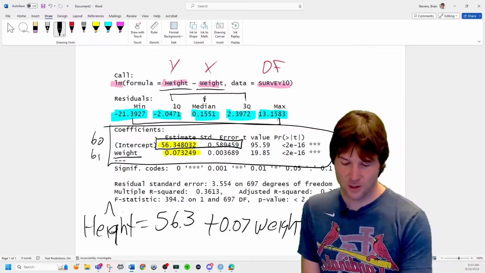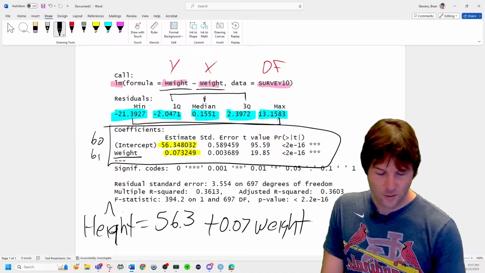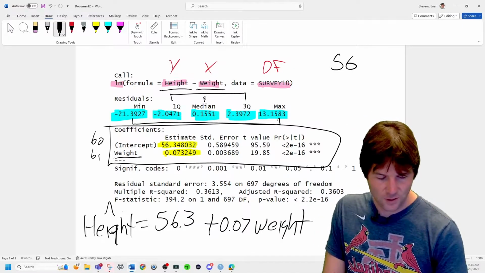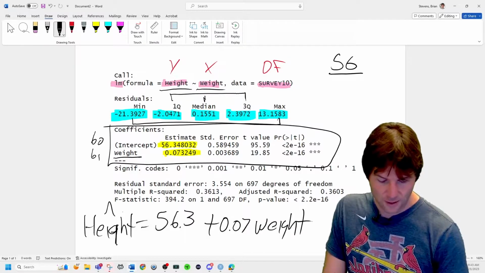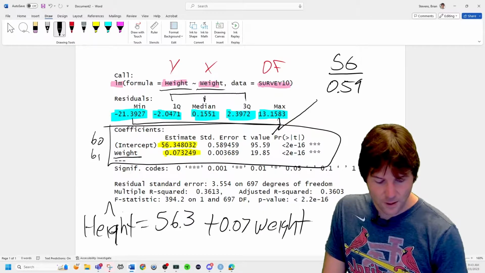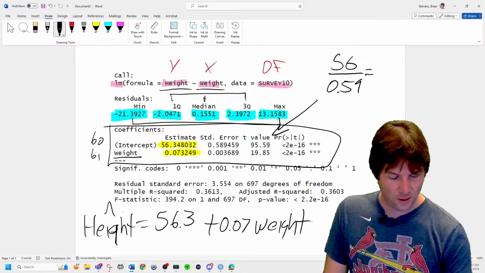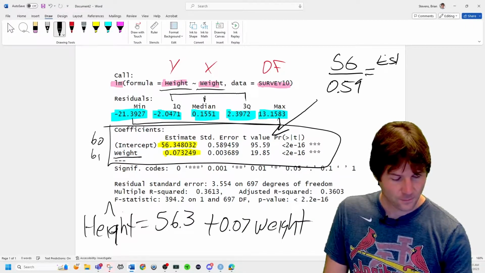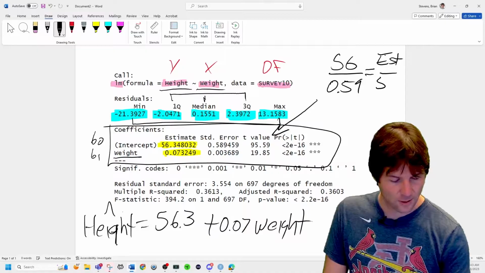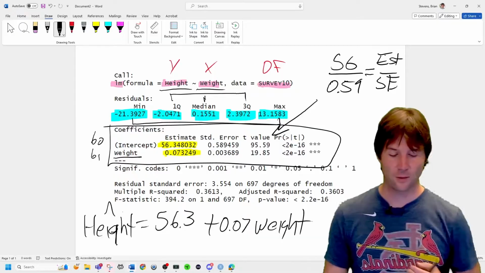You want your uncertainty to be small because the uncertainty leads to the t ratio. If you round these numbers, you'll see 56 over about 0.59. And what that would be as a ratio is about 95 or 96. So the t ratio there is the estimate over the standard error. So the t ratio is a ratio of those two values.